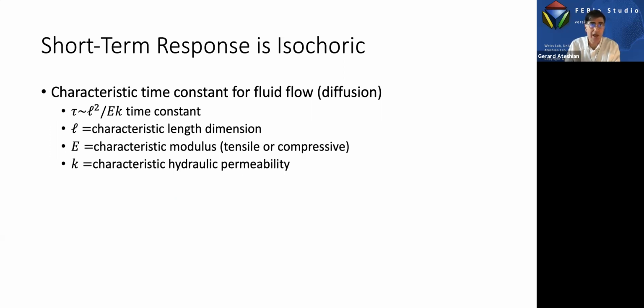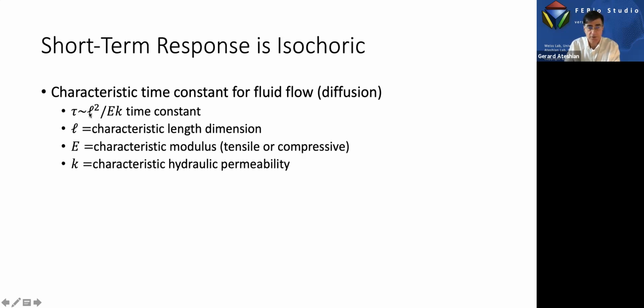Otherwise, how would you know how quickly you should apply the loads, how large the loads should be, et cetera. So the same is true: you need to do back of the envelope calculations for biphasic analyses. The characteristic time constant for fluid flow in a biphasic material is proportional to a characteristic length squared, divided by the characteristic modulus times the characteristic hydraulic permeability.